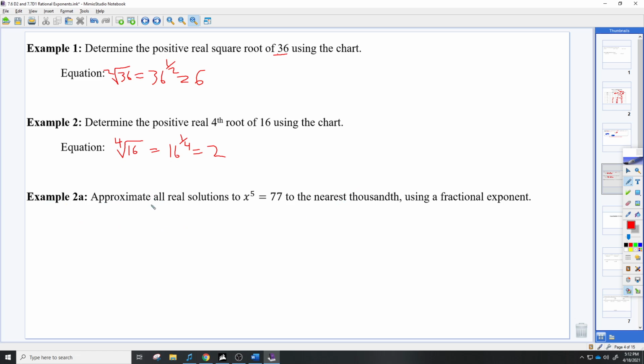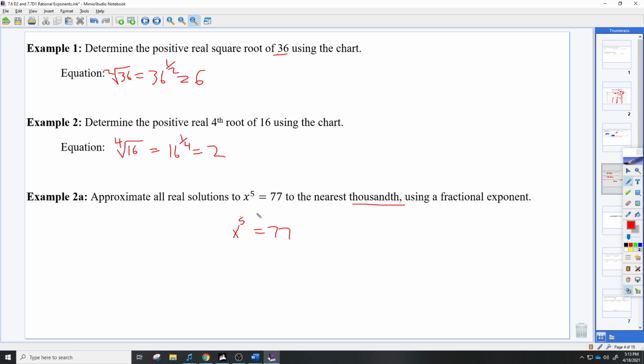Example 2a. Approximate all the real solutions to x to the 5th equals 77 to the nearest thousandth. So that would be 3 decimal places using a fractional exponent. Okay, so we have x to the 5th equals 77. So what we're going to do is get rid of the 5th power by using a fraction exponent.